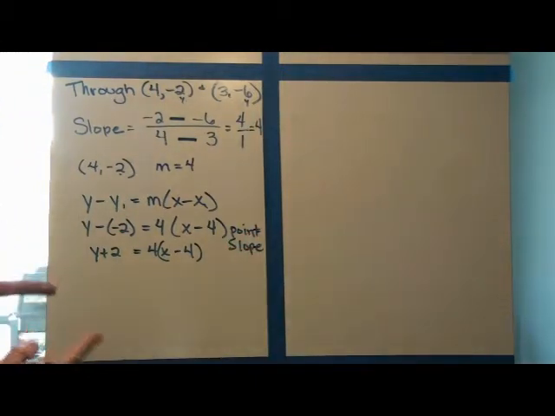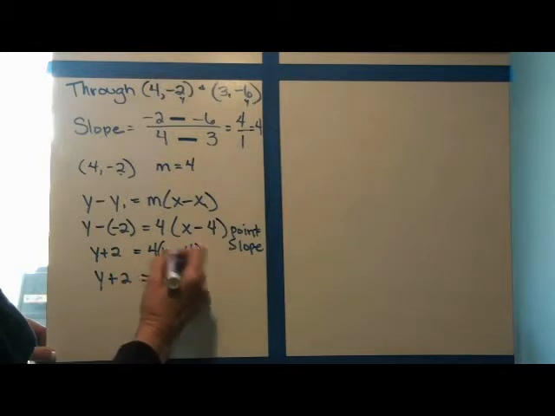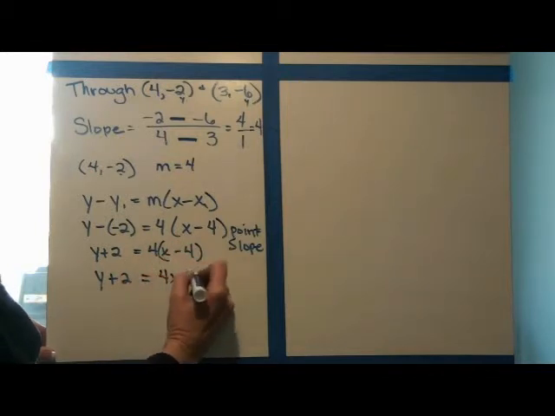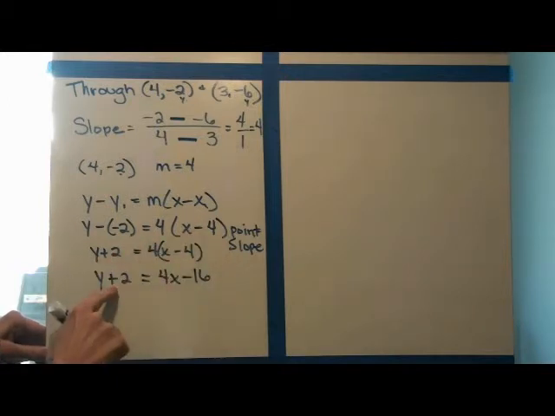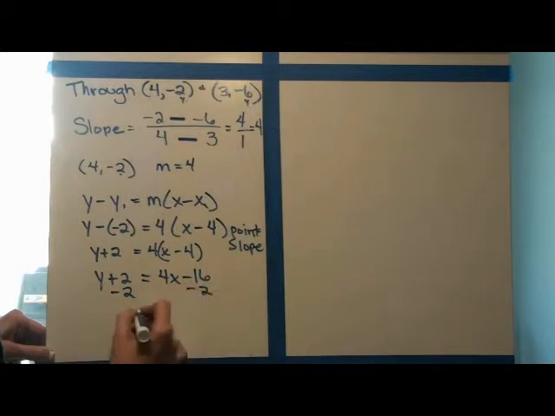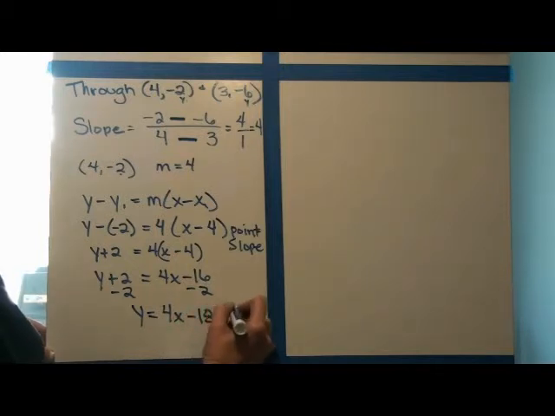Second part is to get y alone so we can find the slope intercept form. In this case, there's no fractions, so we can go straight to distributing that slope and then subtracting this constant to the other side. Y is equal to 4x minus 18. This is slope intercept, which again you have seen before.